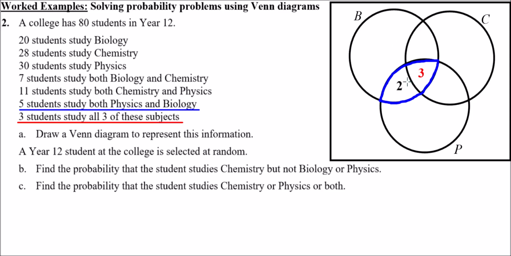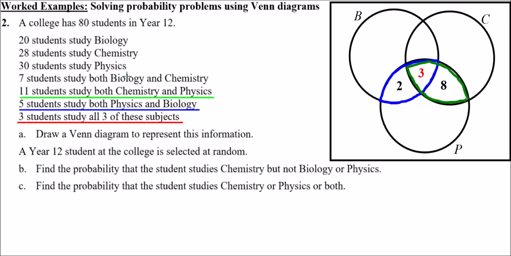The next overlap bit to consider is these 11 students that study both chemistry and physics. So chemistry and physics is going to be this bit here, where the C circle overlaps with the P. We've got 3 here already, so 3 plus what gives us 11. This bit needs to be 8, because 3 plus 8 will give us the 11 it needs to be.